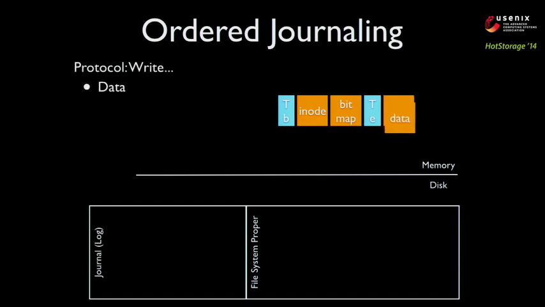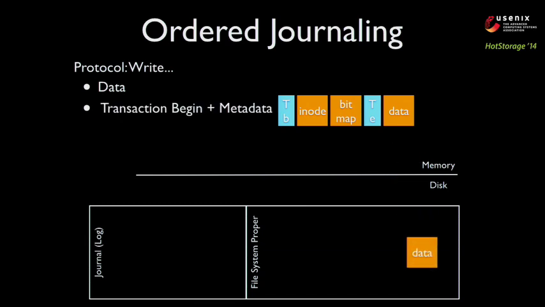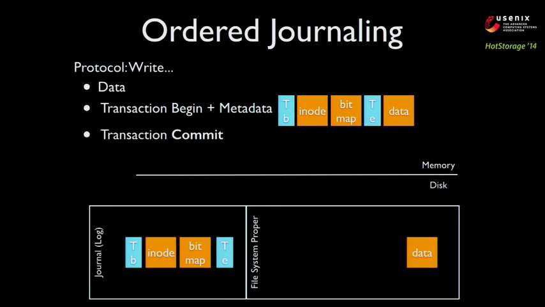So the protocol goes like this. First, you write the data. Then you write the transaction begin block and the inode and the bitmap. That's the update, the metadata update. And then you wait for that to be done. And you'd actually issue one of those cache flushes. Then you do a commit.